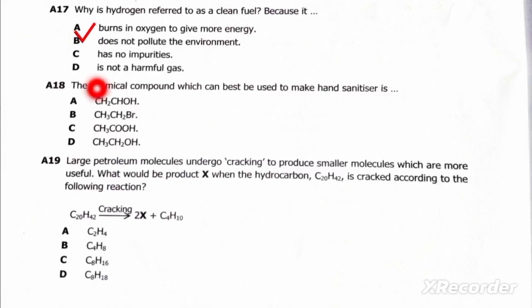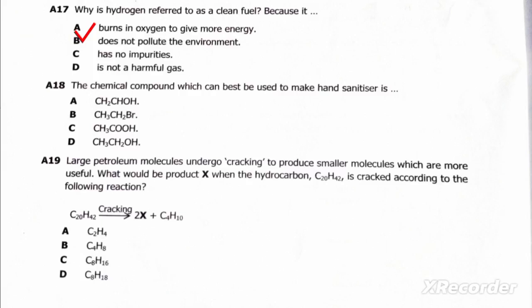So don't get confused here. D is saying it is not harmful. There are other fuels that are not harmful, but they are capable of producing pollutants that may pollute the environment. So our perfect answer here is B.